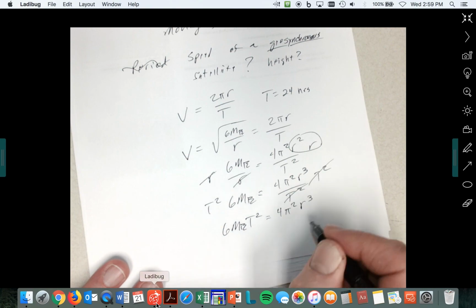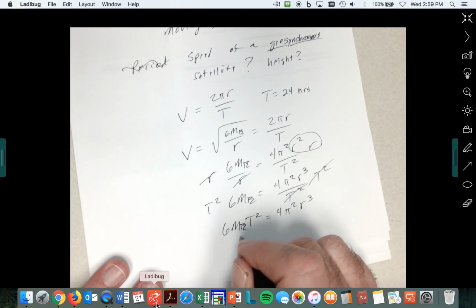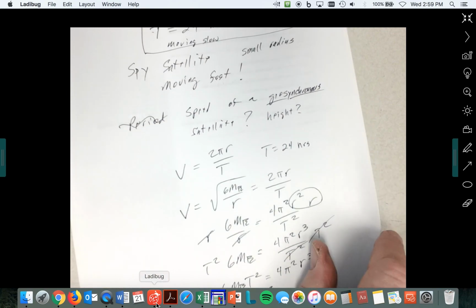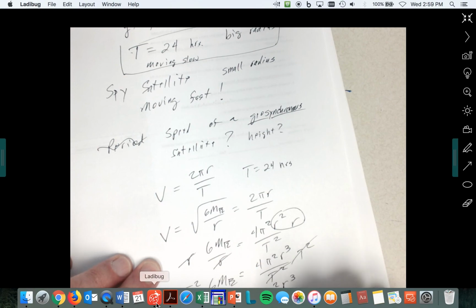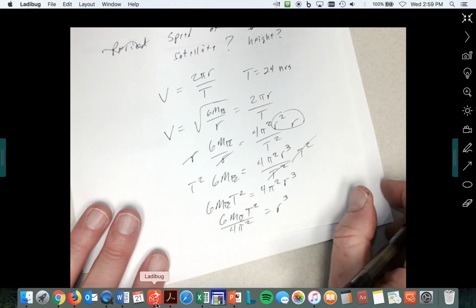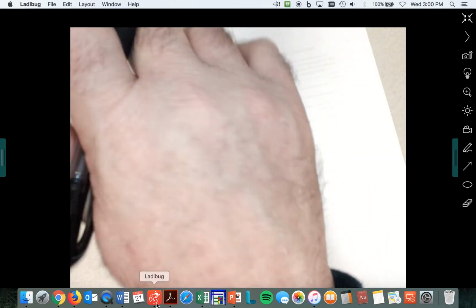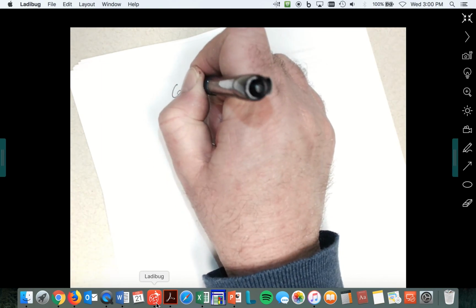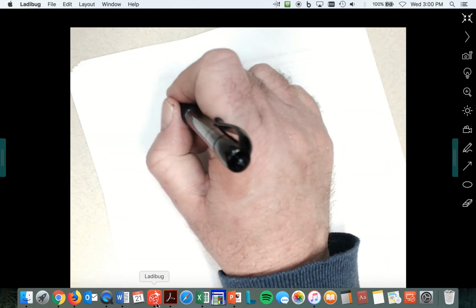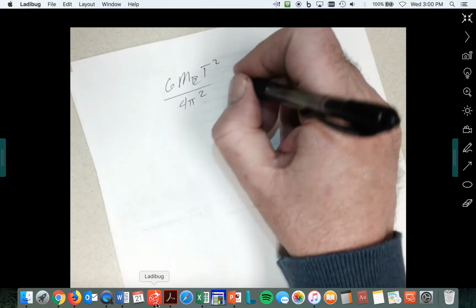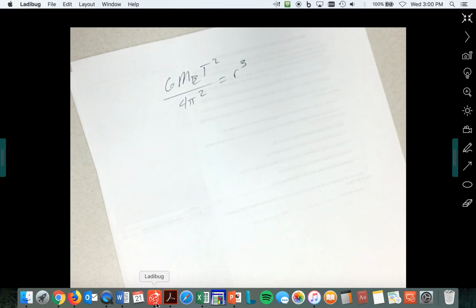Now I'm going to divide both sides by 4 pi squared. I get GME T squared over 4 pi squared is equal to R cubed. Now, what are we going to do? We take the cube root of both sides. But what I'm going to do first is rewrite it as GME T squared, it's the same thing, divided by 4 pi squared, and put that into my calculator so that I can get what R cubed is. Then I'm going to take the cube root of it.